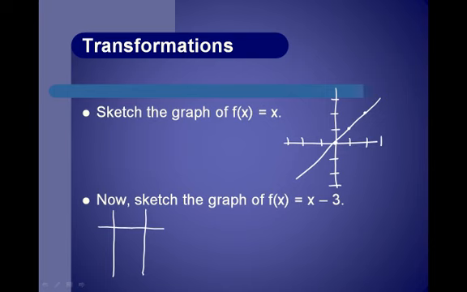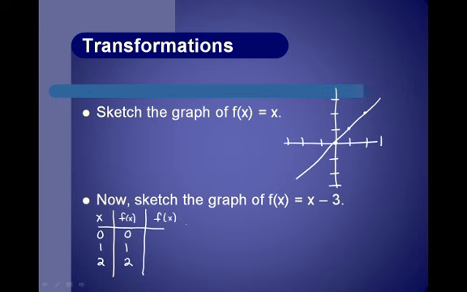Okay, now we're going to sketch the graph of f of x equals x minus 3 using a big table. So in the original problem, let's choose 0, 1, and 2. In the second column, I'm going to use the table that we just did earlier. If x is 0, f of x is 0. If x is 1, f of x is 1. If x is 2, f of x is 2, because f of x was whatever x was.